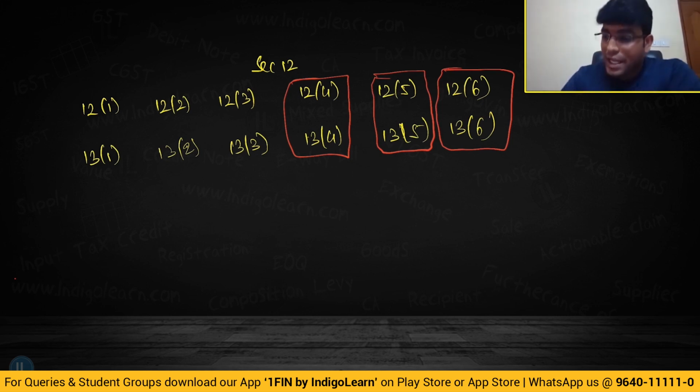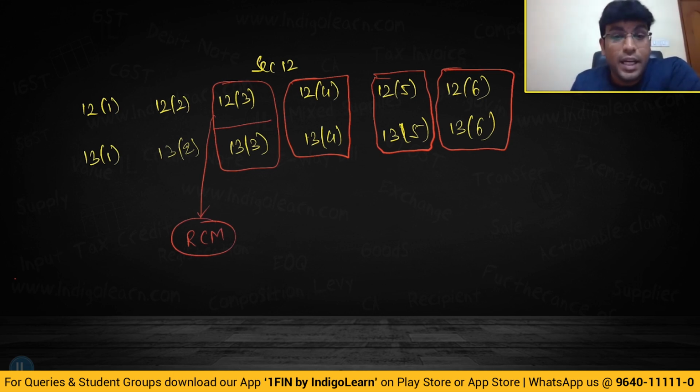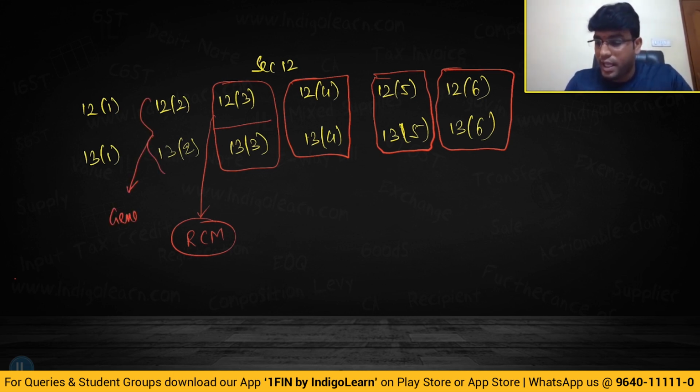Are we clear? And 12.3, 13.3 are altogether different, but both of them deal with the same concept called RCM. That's nothing but reverse charge mechanism. And 12.2, 13.2 is basically the general rule. Even that is very important. Even that we will spend some good time on and talk in detail.